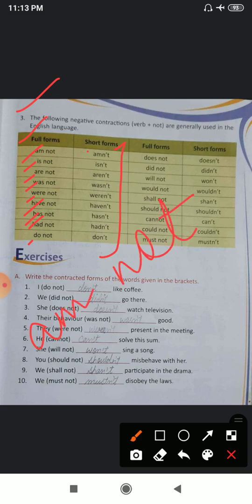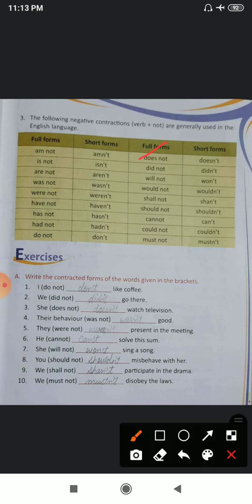So when we contract it, or make it short form, we will not use O, and in place of O we'll put the apostrophe and then T. So it will be like this: am not. Now here on the right-hand side: does not, did not, will not, would not, shall not, should not, cannot, could not, must not.